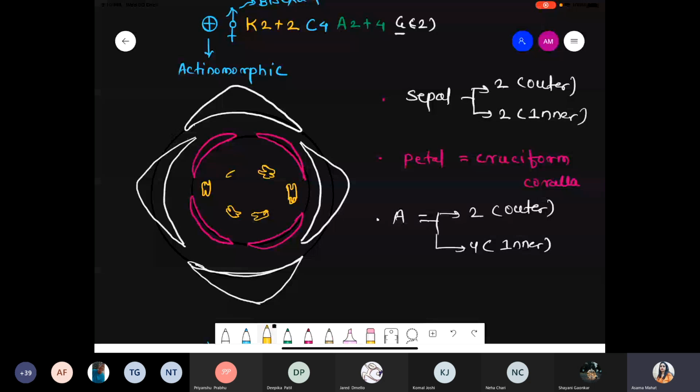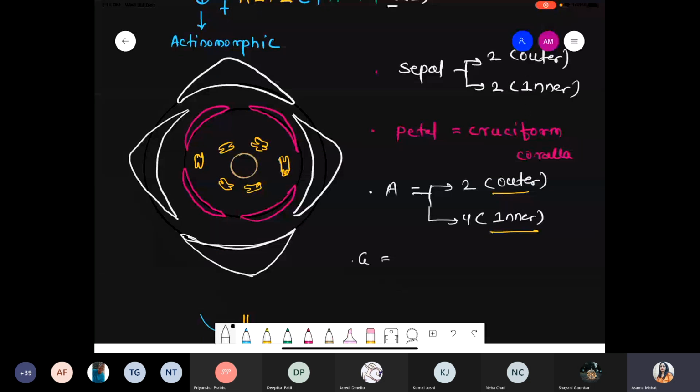Okay? So 1, 2, 3, 4. 2 are on the outer side and the remaining 4 are on the inner side. And finally, at the center, there is the presence of the gynoecium. And you know very well, whenever we are talking about the gynoecium, that is ovary, carpel, stigma, the entire carpel.